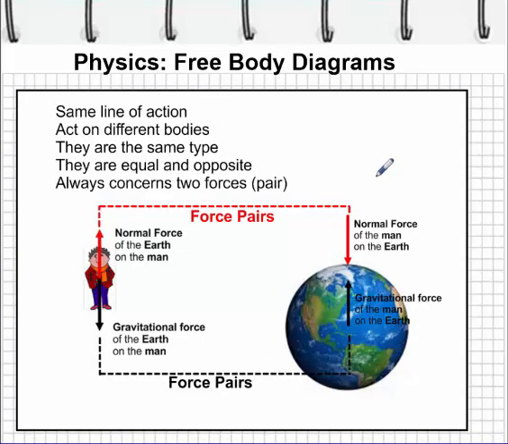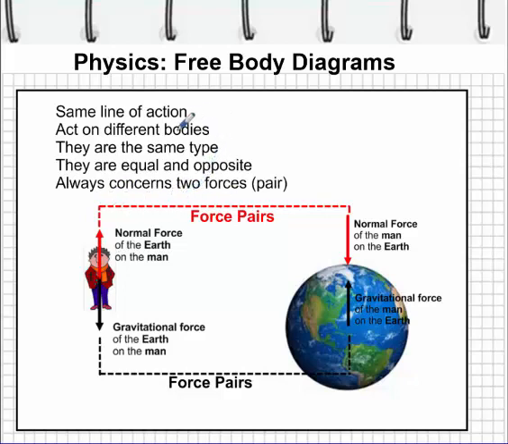Okay, force pairs. Let's define what force pairs are. Force pairs will always act in the same line of action. They will not go the same direction, but they will be the same line of action, meaning if one goes up, the other one will be going in that same axis. If one goes horizontal, the other one will be going that same axis.